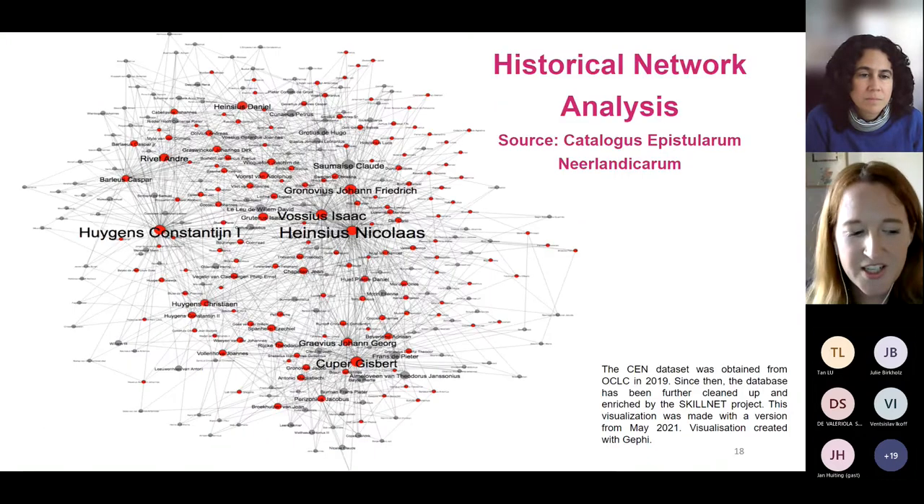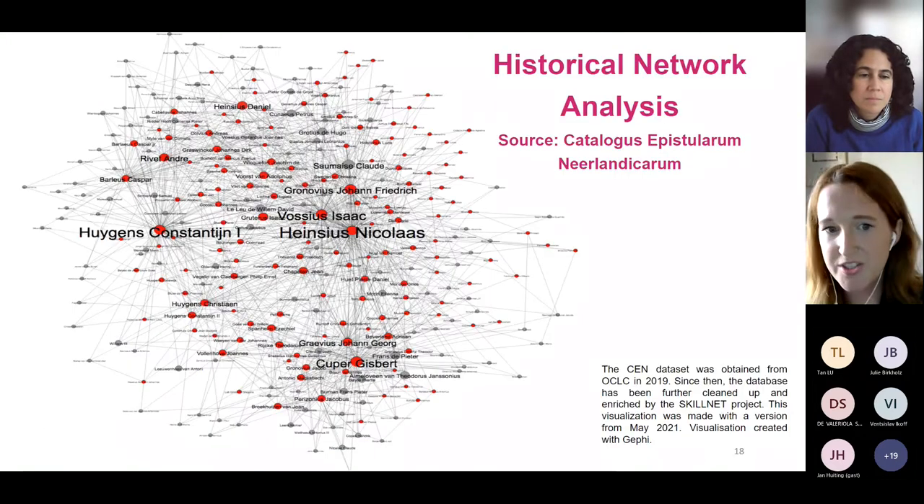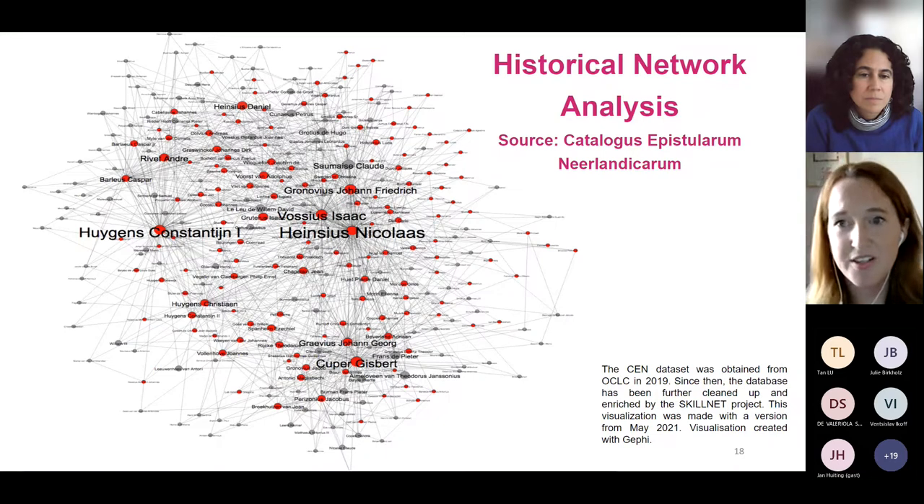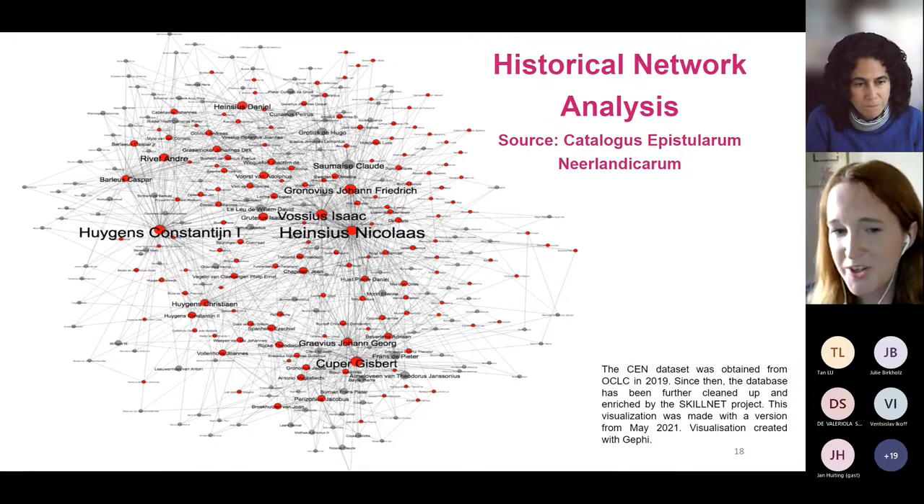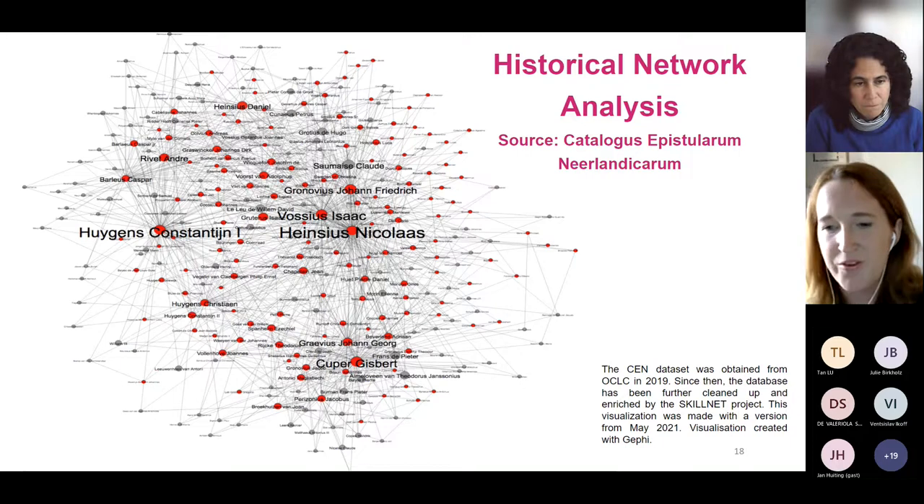So to contextualize Magliabechi's first degree network, I used this data set. I've mentioned it before, the Catalogus Epistolarum Neerlandicarum. Liliana will discuss more about the details of this database. But for now, it's just important to know that this is a union catalogue of correspondence present in the Netherlands. So it's a library catalogue of letter collections held in various institutions in the Netherlands. It's a very rich data set to work with, and it was also a very good contextualization for this first degree network of Antonio Magliabechi.